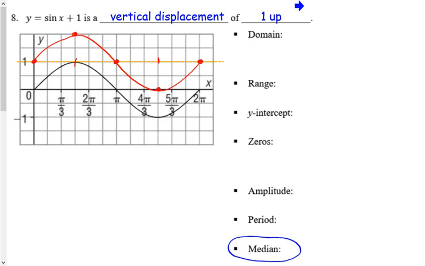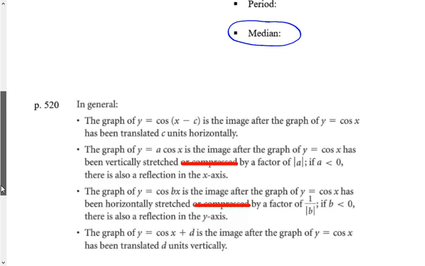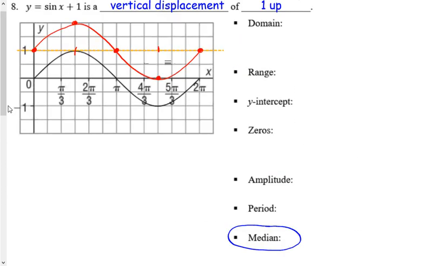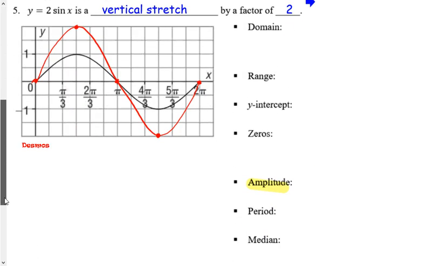Before I give you some time to fill in these characteristics, I'll give you time for that first, and then we'll look at this in general later. So take the next few minutes, 10 minutes, whatever, to fill in the characteristics: domain, range, y-intercept, zeros, amplitude, period, and median for each of these graphs, please. And then we can compare them in a little while.